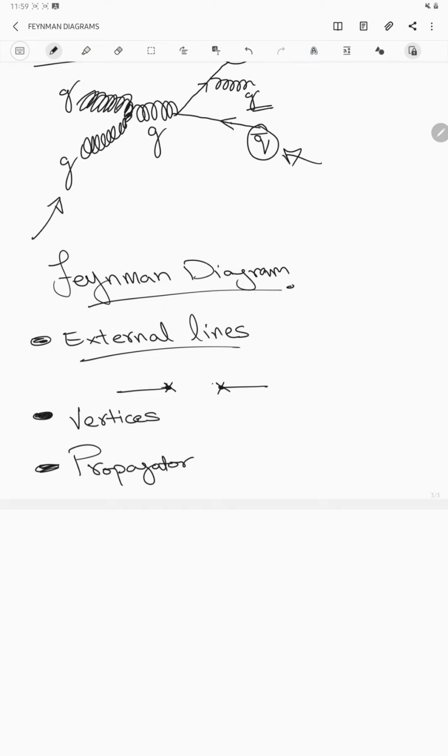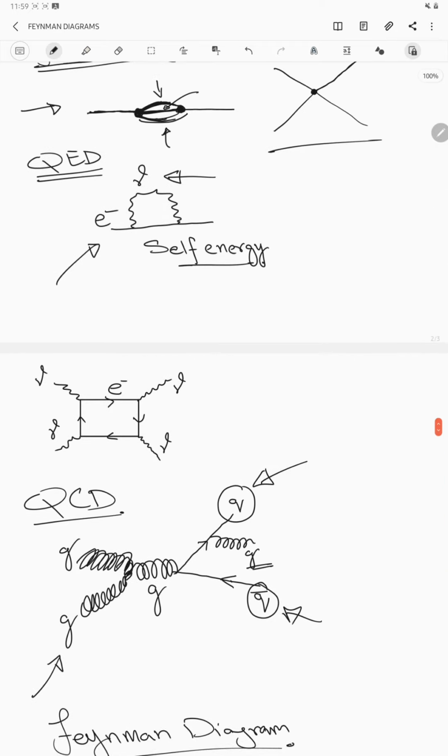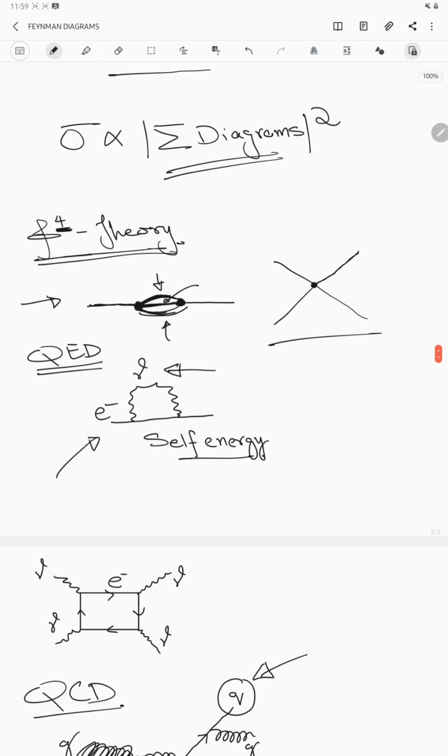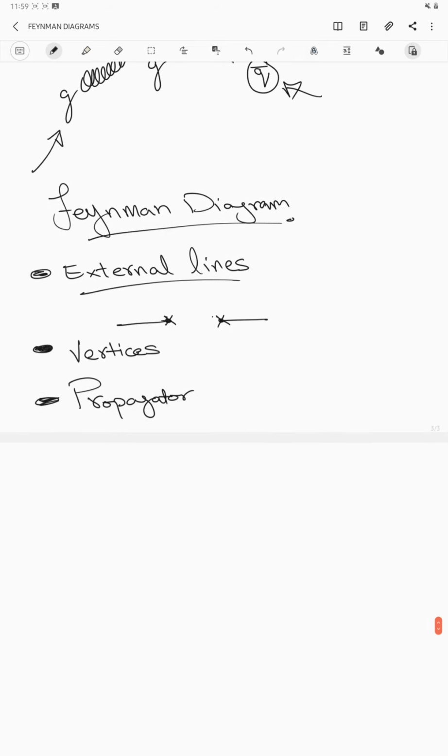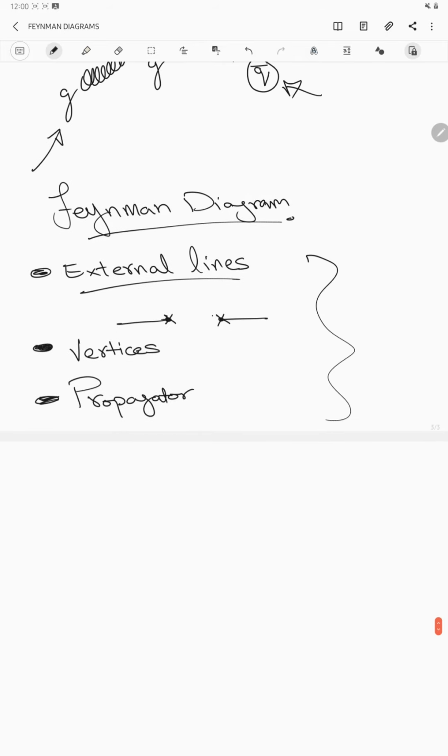And the propagators are just your internal lines, as you can see over here, right? And I will talk in somewhat detail about propagators. Now, whatever the quantum field theory is, these three things are what make up a Feynman diagram. So you could think of them as the ingredients to a Feynman diagram.